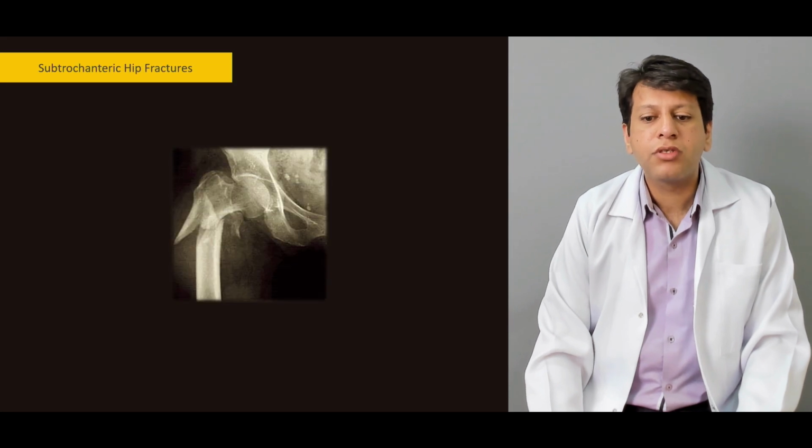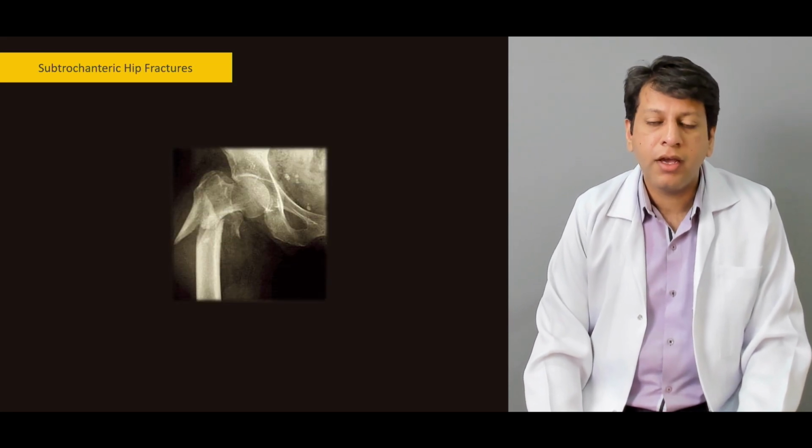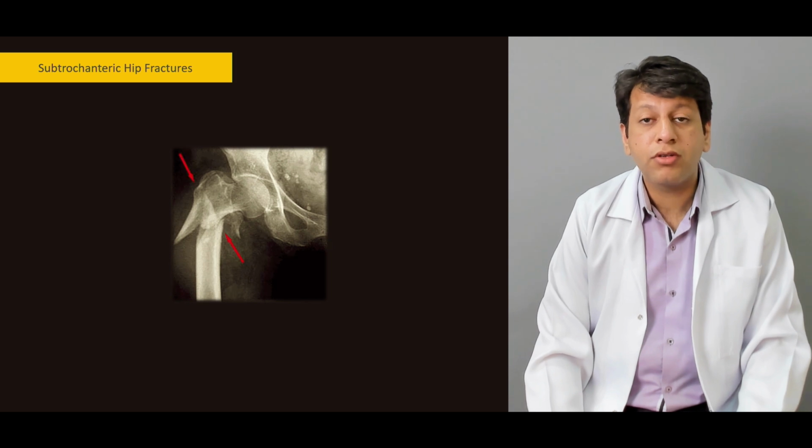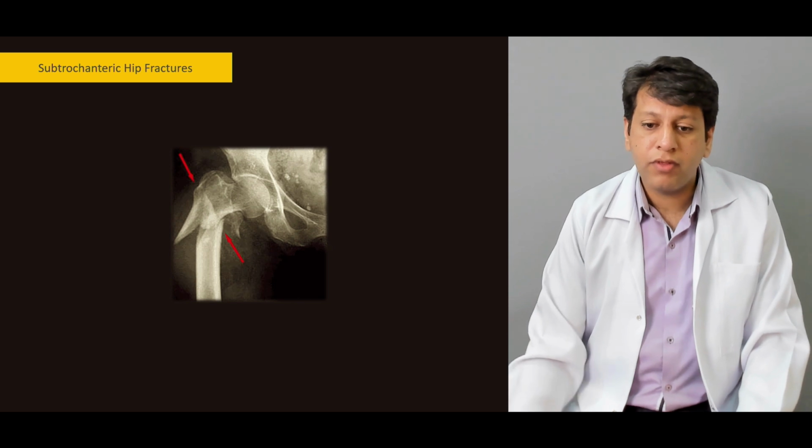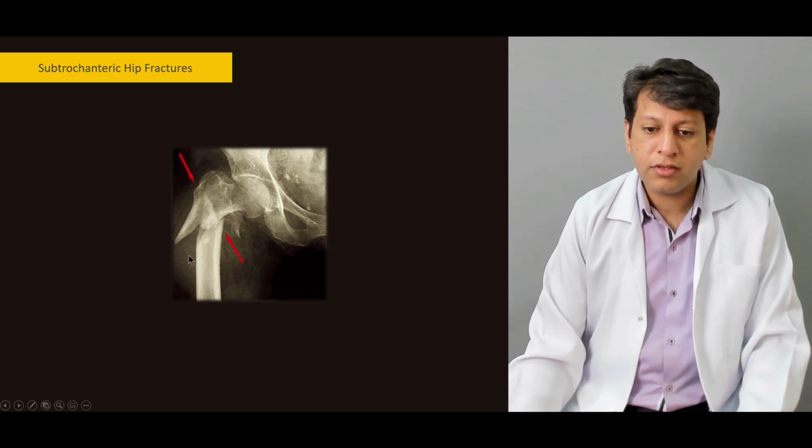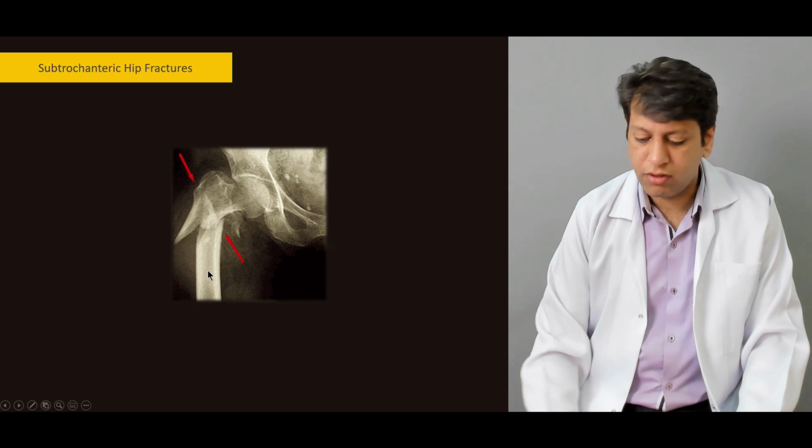Now coming to the subtroch hip fractures. As you know, the subtroch region is 5 cm below the lesser troch level. If the lesser troch ends here, this area is termed subtroch fractures.